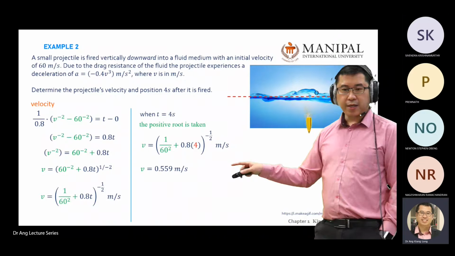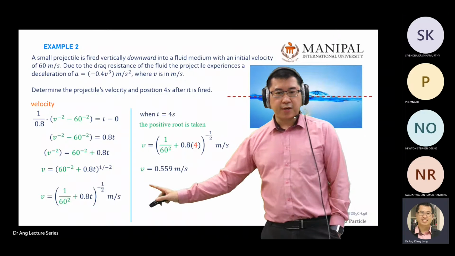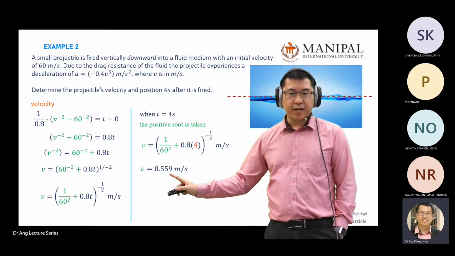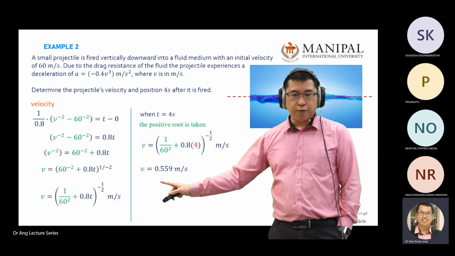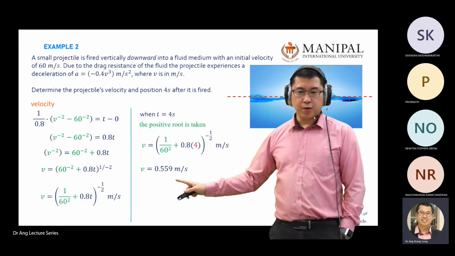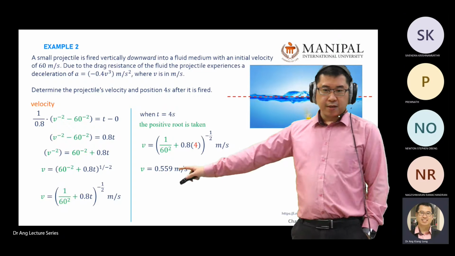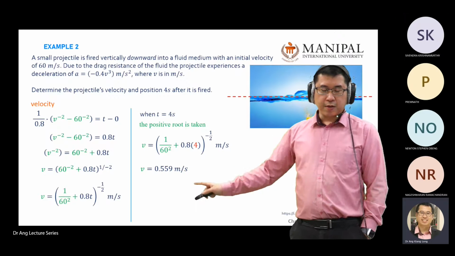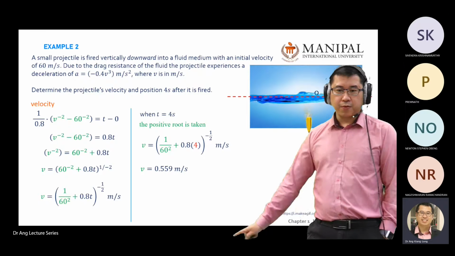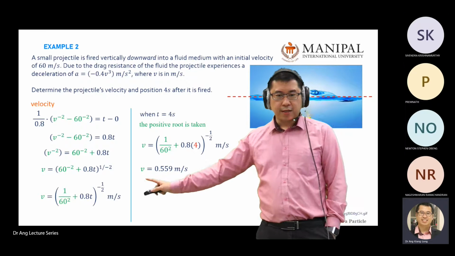So in the test or final exam, if you only give your answer 0.559 without the unit, full mark is 2 marks for the answer, you only get 1 mark for the answer. Unit is always important in this module. Okay, just take note on that.